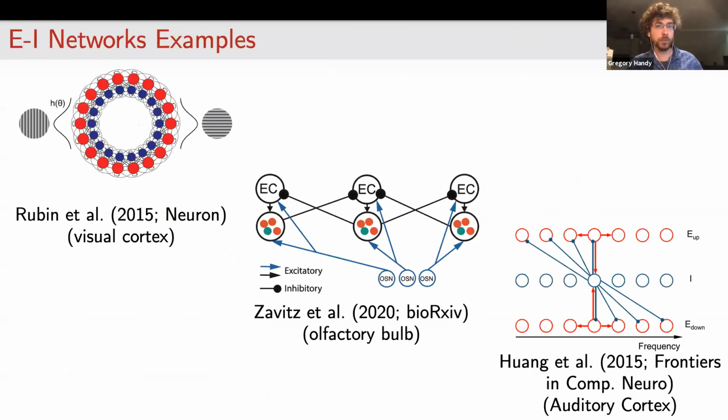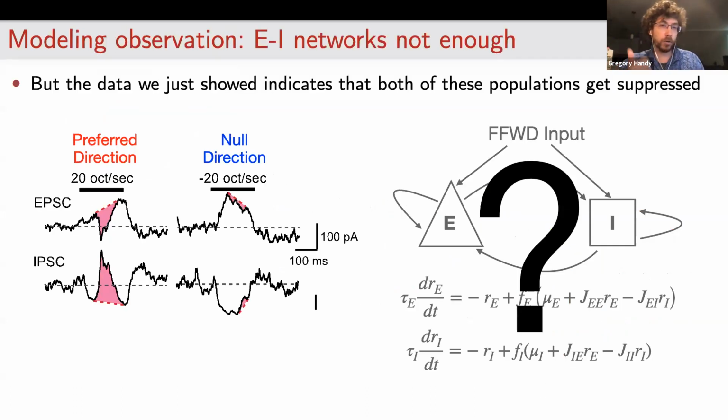Well, there are plenty of examples in the literature that do a lot with these EI networks, whether it's the visual cortex and orientation tuning, odor representation, or even some work in the auditory cortex. These EI networks have been shown to capture a lot of the experimental data. However, here we have a problem, because the model suggests that both the excitatory and inhibitory components are suppressed in the null direction. So that means this standard EI network will not get the job done. We need another player to come in.